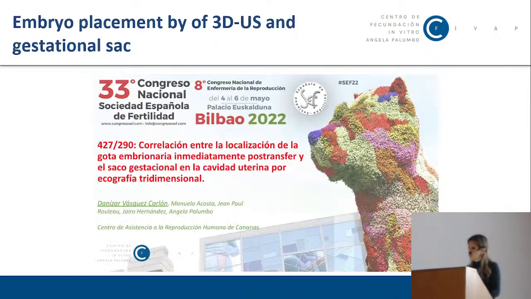We also addressed this issue and correlated the position of the embryo flash with the position of the gestational sac, and we presented it at the last meeting of the Spanish Fertility Society. We conducted a prospective study of 232 ultrasound-guided embryo transfers of a single fresh blastocyst in oocyte donation patients.